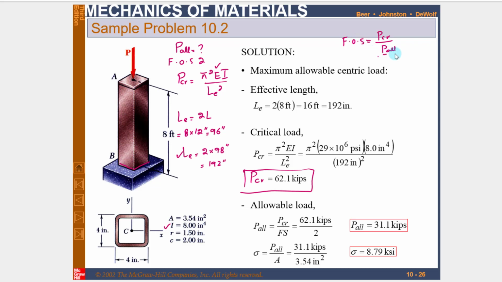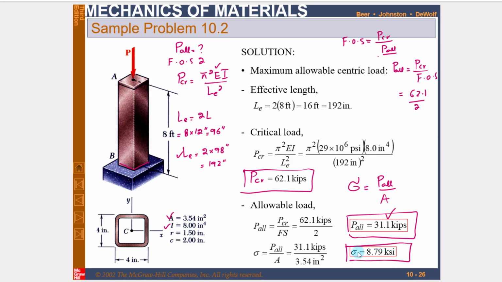So you want P allowable, so P allowable will be equal to P critical divided by factor of safety. So P critical is 62.1 kips divided by 2, clear? So you will get P allowable is this one. Now you have P allowable, so allowable stress or normal stress is equal to P allowable divided by the area. So P allowable is 31 and area is given over here. So you can put and you can get the normal stress. So this was the answer of part first.